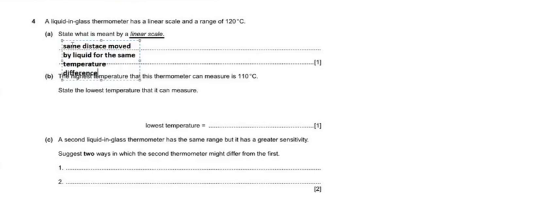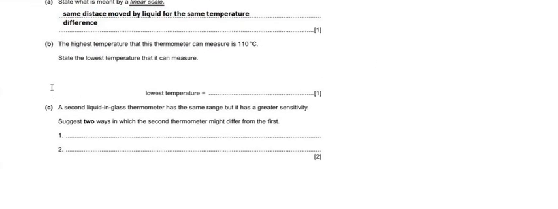Okay, so that property is nothing but linearity. We have learned the linearity, sensitivity, and the range. Now, the second B part of the question, the highest temperature that this thermometer can measure is 110 degrees Celsius. State the lowest temperature that can be measured. So, this thing you have to remember only.